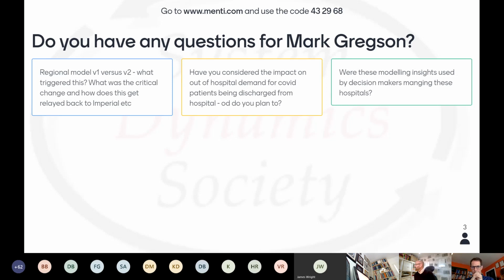Have you considered the impact on out-of-hospital demand for COVID patients being discharged from hospital? Yes, we did do that. I don't know if you saw the conceptualization. One of our key outputs was understanding the different types of discharging of COVID patients, particularly understanding the number of community beds that we needed.